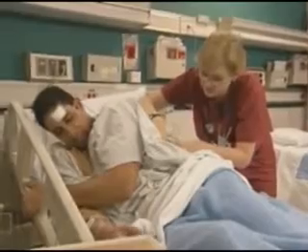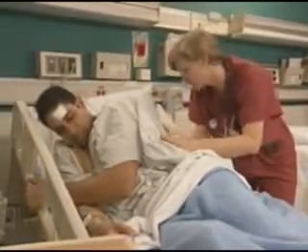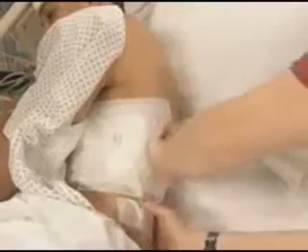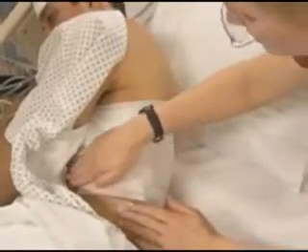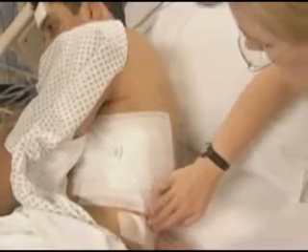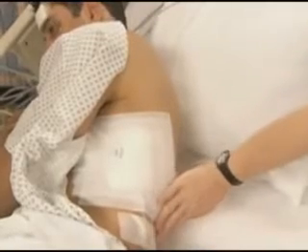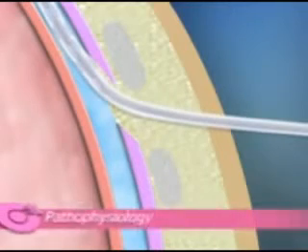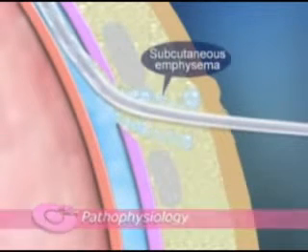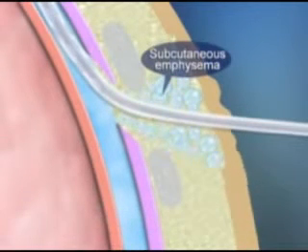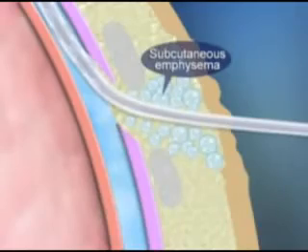Check the chest tube dressings frequently to detect blood or other drainage. Change the dressings according to hospital policy. Also palpate around the insertion site to detect subcutaneous emphysema. This complication occurs when air leaks into subcutaneous tissue and produces crepitation or a crackling sound on palpation.